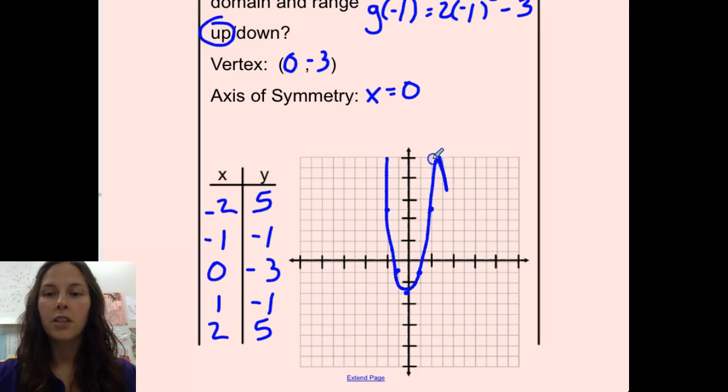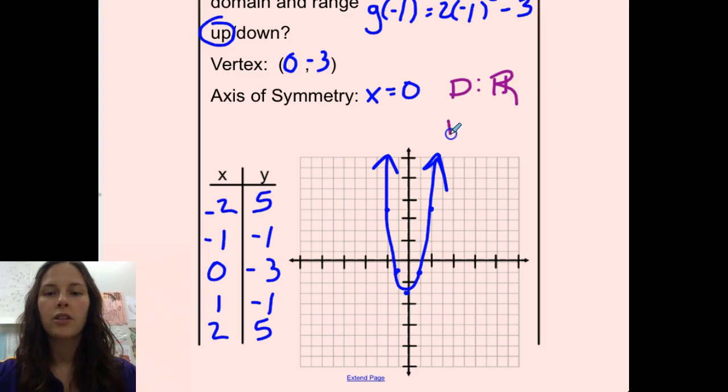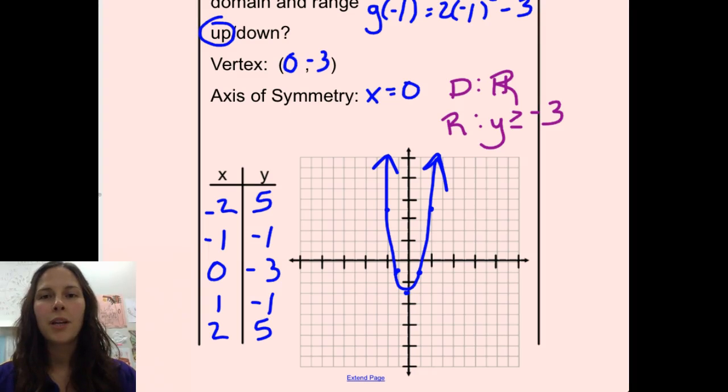Thinking about transformations, this one had a vertical stretch of 2, so it's a bit skinnier than the parent function parabola is. Domain, all real numbers for all quadratic functions. Range, find that y-coordinate of the vertex. It will be greater than or equal to the y-coordinate of the vertex if your graph opens up, and it will be less than or equal to the y-coordinate of your vertex if your graph opens down.